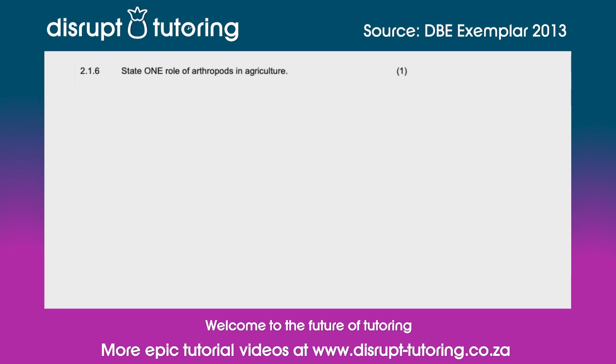Today I'm going to be taking you through a question on the role of arthropods in agriculture, and this question was taken from the 2013 DBE Exemplar exam. So let's jump in. State one role of arthropods in agriculture for 1 mark.